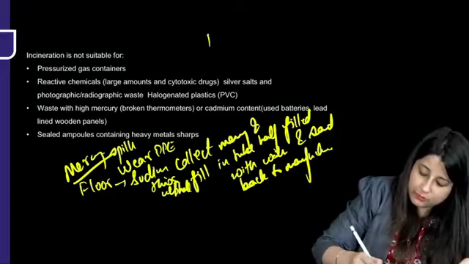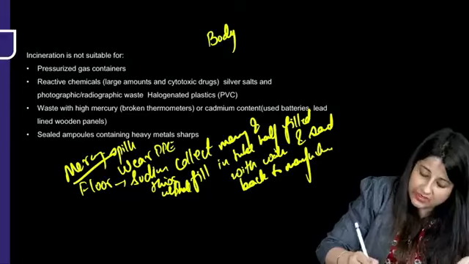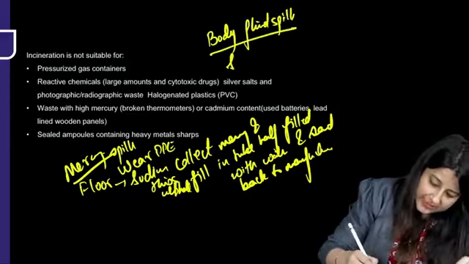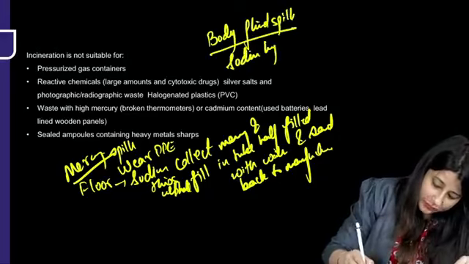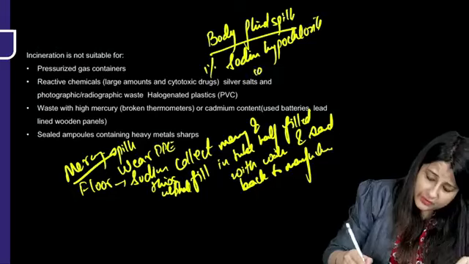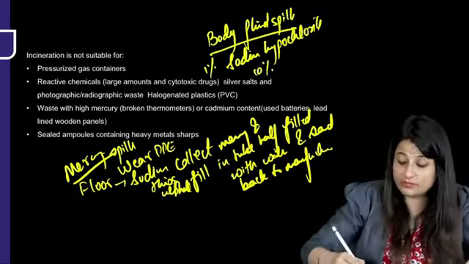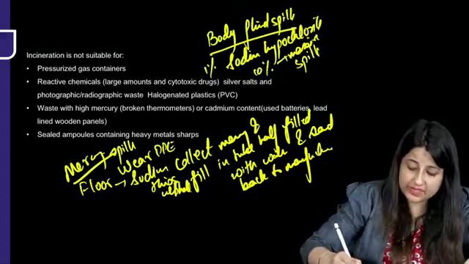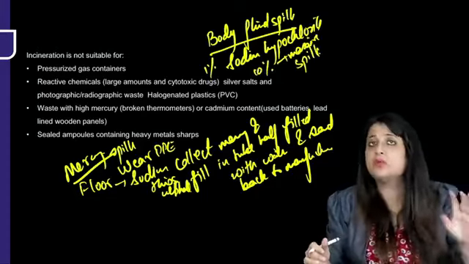But if it is a body fluid spill, okay, if it is body fluid spill, what is it that we are using? Sodium hypochlorite. It ranges from 1% to 10% also in case of massive spills. Okay, so be very careful. Have they given mercury or have they given any body fluid?